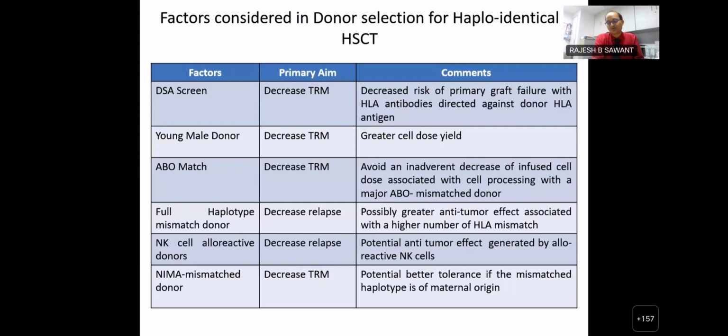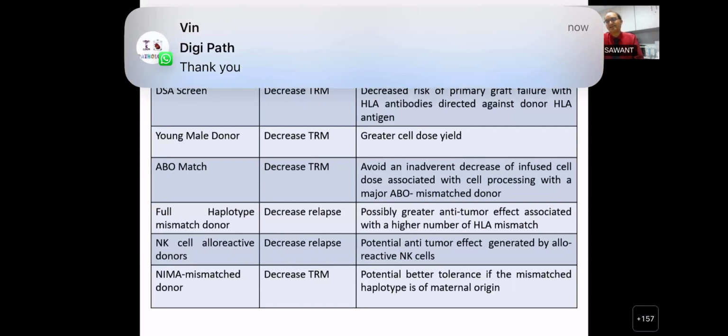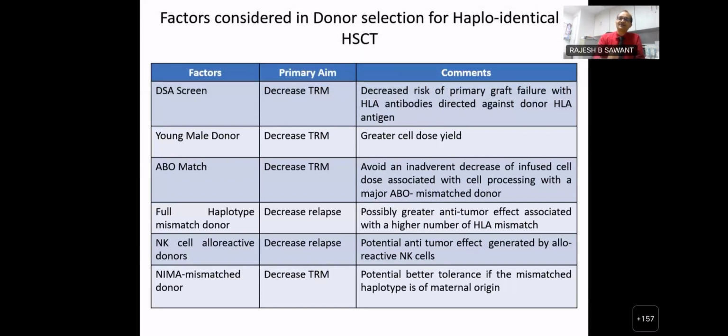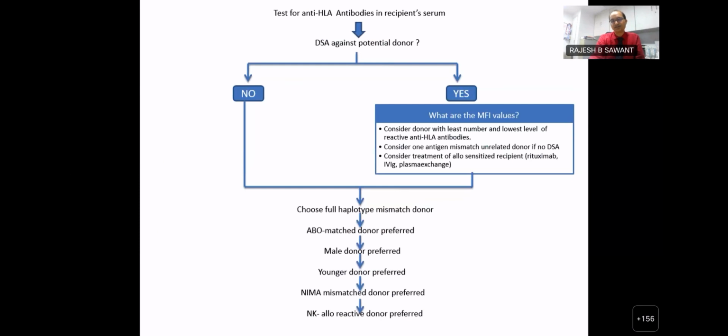And you can also use certain other tests for your donor selection, like the KIR antigen testing. There are certain killer immunoglobulin-like receptors, and you test for them in your donor. So these are the various considerations that we make in order to choose a proper donor, because everything lies in appropriate donor selection when you are doing a haploidentical hematopoietic stem cell transplant.